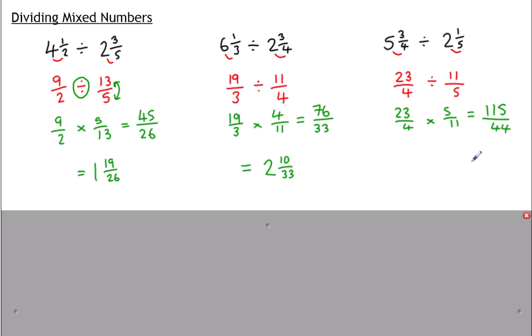How many 44s are there in 115? Okay, there's not going to be many. It goes 44, 88, 132. So it only goes in twice, which is 88, remember. And then we've got to work out our remainder. So if we've used 88 and we add up to 115, so from 88 to 115 is a remainder of 27 out of 44. So these are not very nice questions.